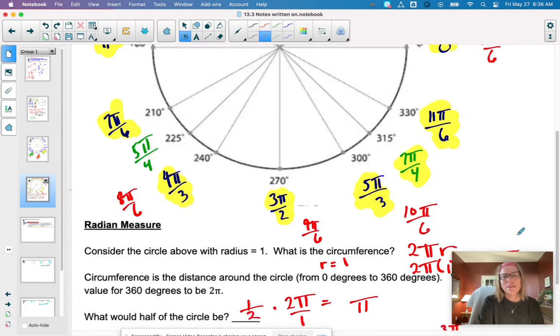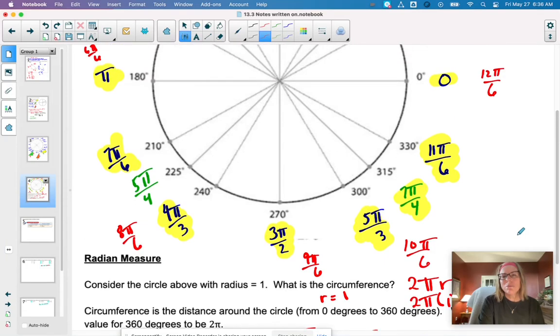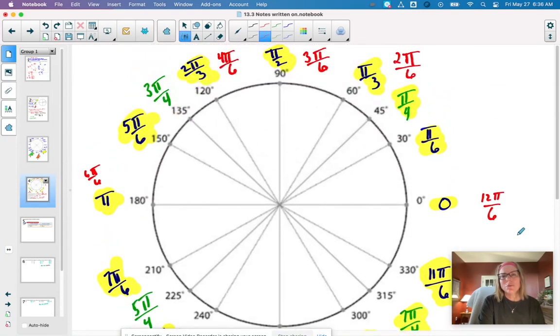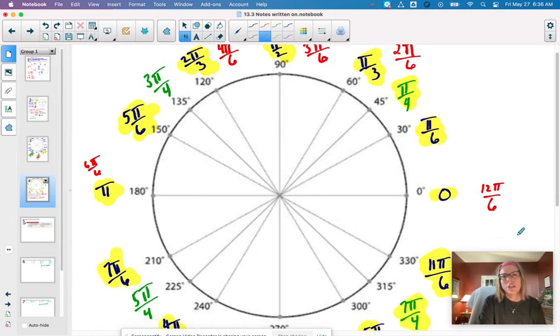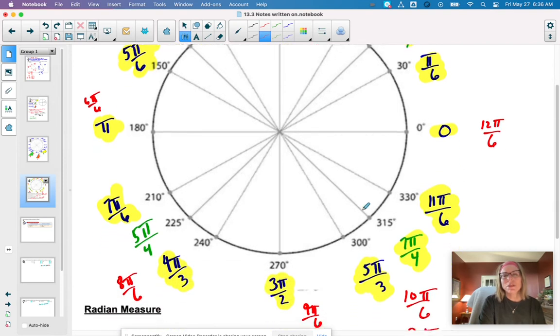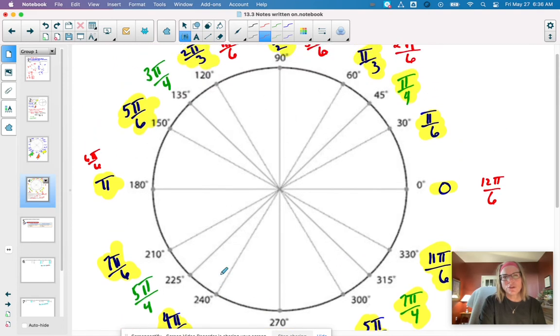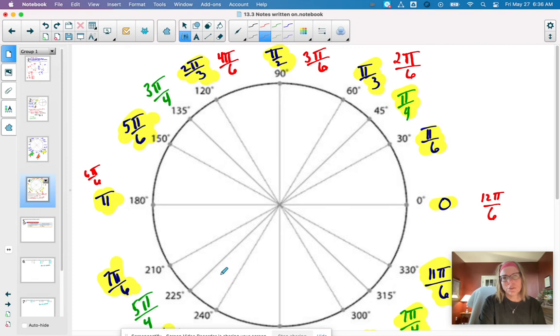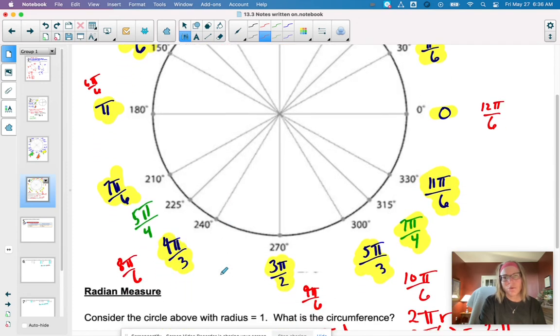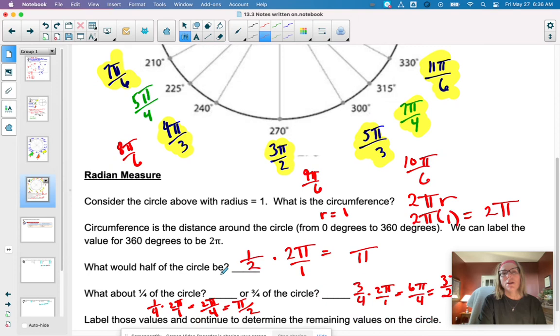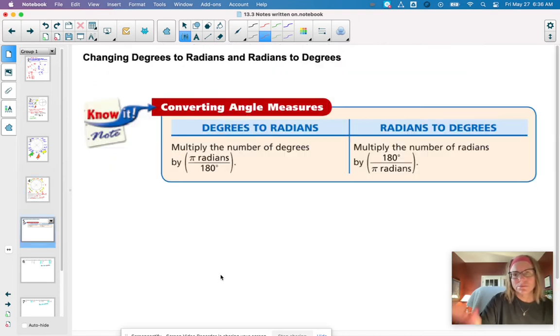So please write that down. The one thing I want to point out is your job will be to write this down accurately, because then you will be able to use your accurately displayed unit circle when it comes time for the test. So it's very important that you take the time to write this down very, very carefully. Next, you're going to have to know how to change degrees to radians and radians to degrees.